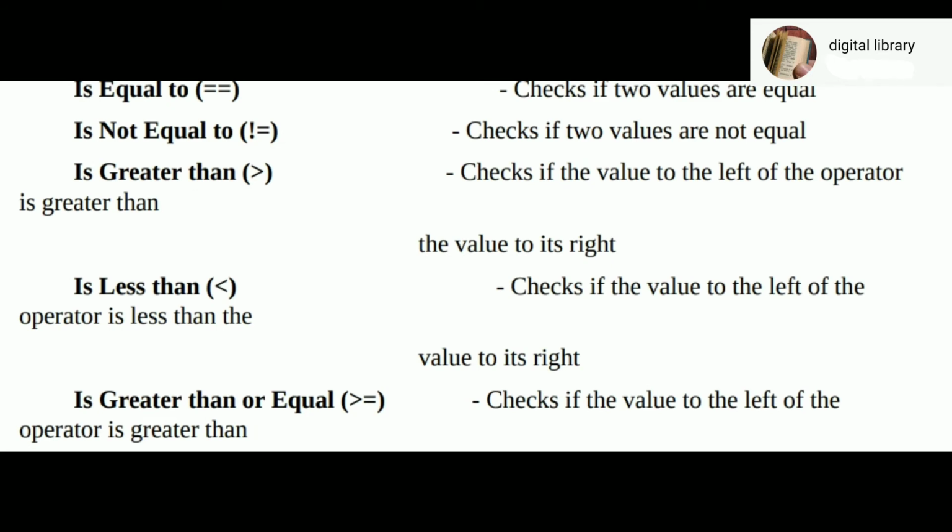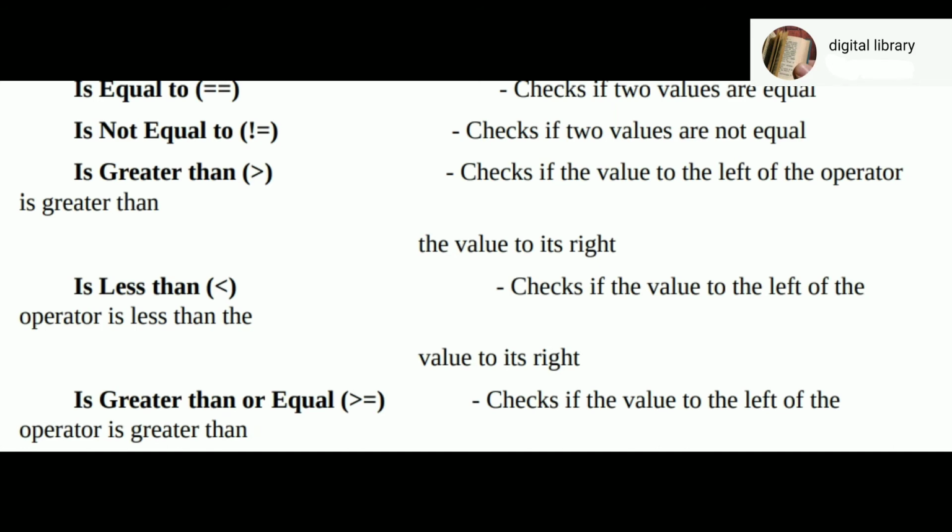Logical operators, these operators are also called comparison operators. They permit a degree of flow control to your program by comparing two values or setting specific conditions. First is equal to, it checks if two values are equal. Is not equal to, it checks if two values are not equal. Then is greater than, it checks if the value to the left of the operator is greater than the value to its right.